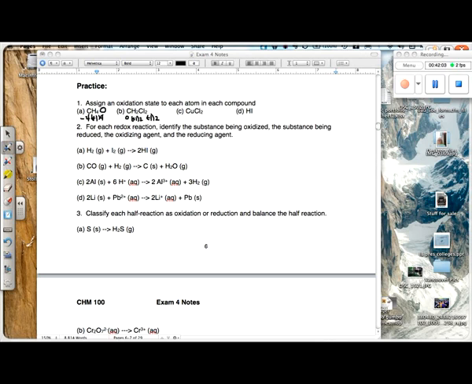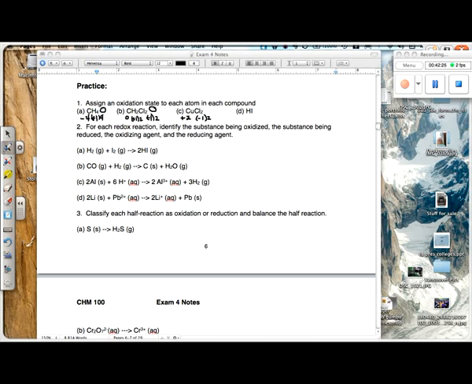Plus two for the hydrogens, minus two for the two chlorines. They already add up to zero. All of them have to add up to zero, so carbon has to be zero. All right, let's see. Chlorine, minus one. I have two of them. That makes copper, plus two.